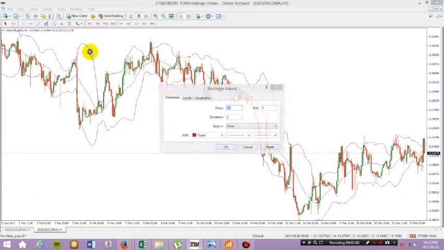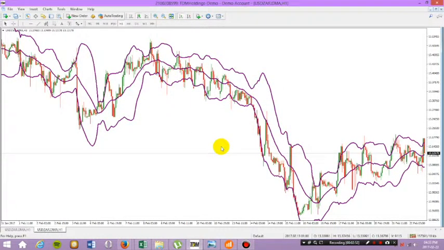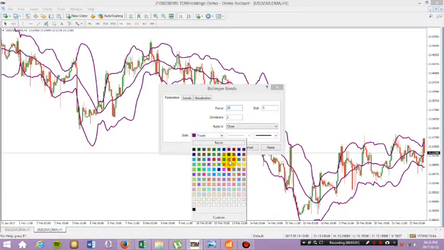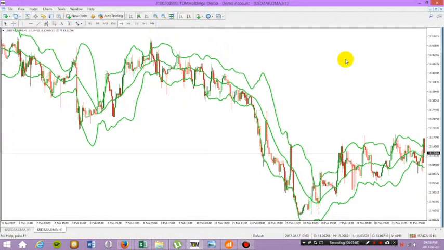Actually, I should make these lines much thicker just so they're more visible. So there we have our Bollinger Bands. I hope they're clear enough. Should I choose a brighter color? Okay, let me choose a brighter color, just so everyone can see really well. So I chose this lime green, which I don't know if it's any better, but anyways.